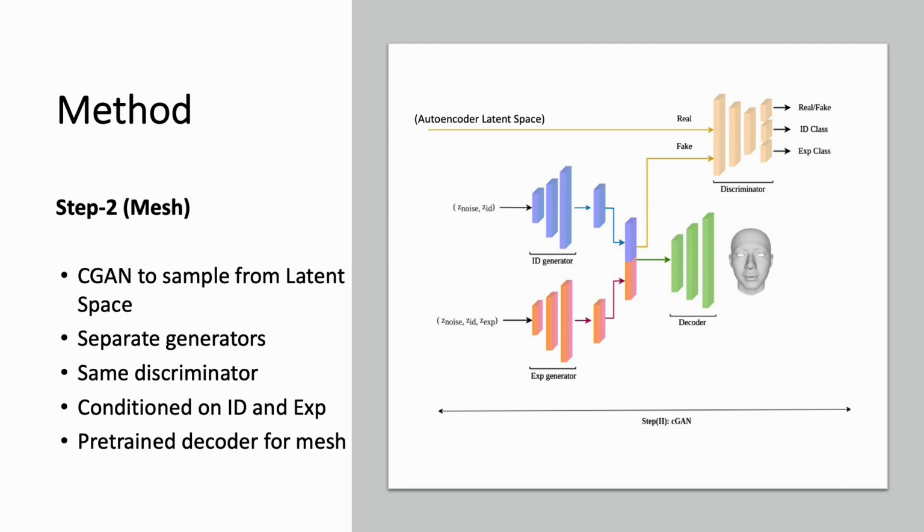In the second step, we leverage a conditioned GAN to sample from the SAE's latent space. Similar to the SAE, it uses two separate generators for identity and expressions, and one discriminator to classify real or fake, identity class, and expression class. The pre-trained decoder can be used to generate a mesh from the latent space embedding.